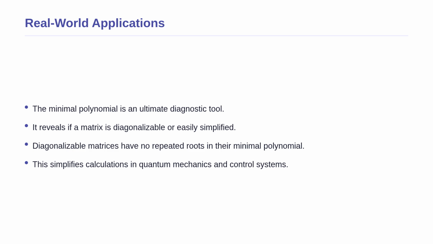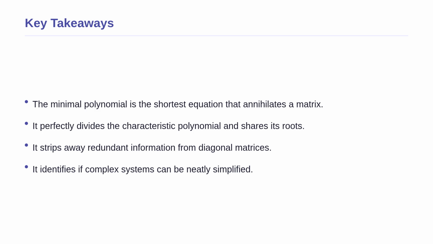The minimal polynomial is the ultimate diagnostic tool for a matrix. It tells us immediately if a matrix is diagonalizable, which means it can be simplified into a clean diagonal grid of numbers. A matrix can only be simplified this way if its minimal polynomial has no repeated roots, meaning no squared or cubed factors. In fields like quantum mechanics or control systems engineering, simplifying a matrix makes calculating the future state of a system infinitely easier. If the minimal polynomial reveals that the matrix cannot be simplified, engineers know they must use more complex tools.